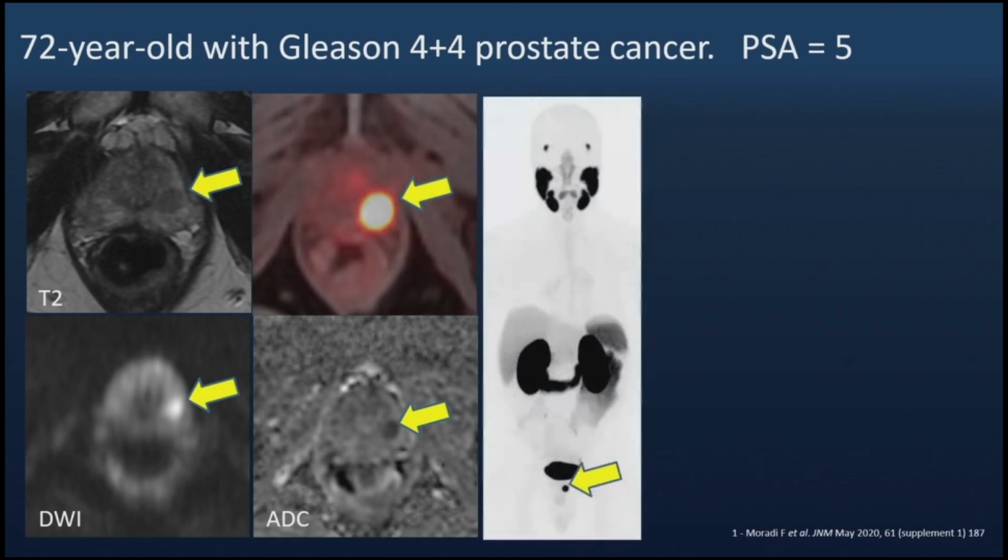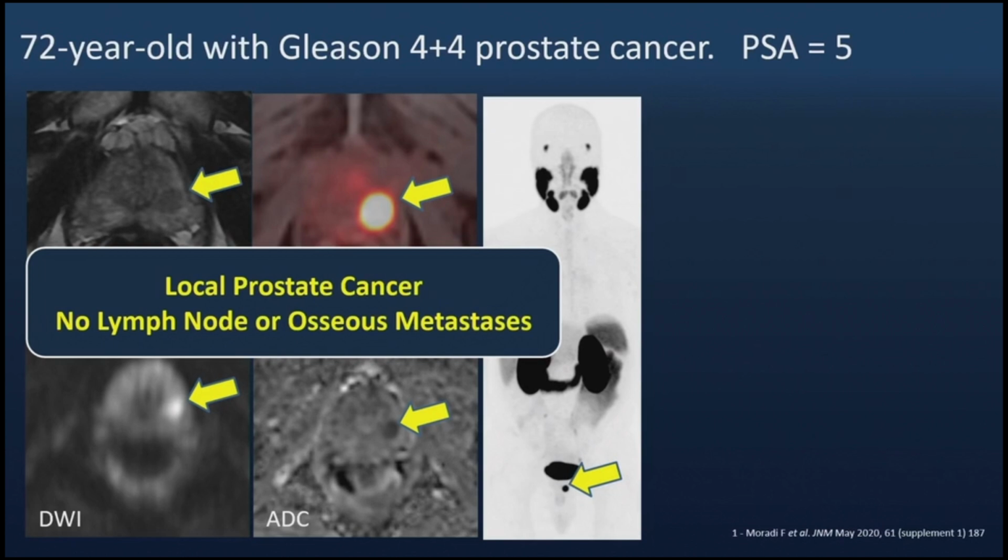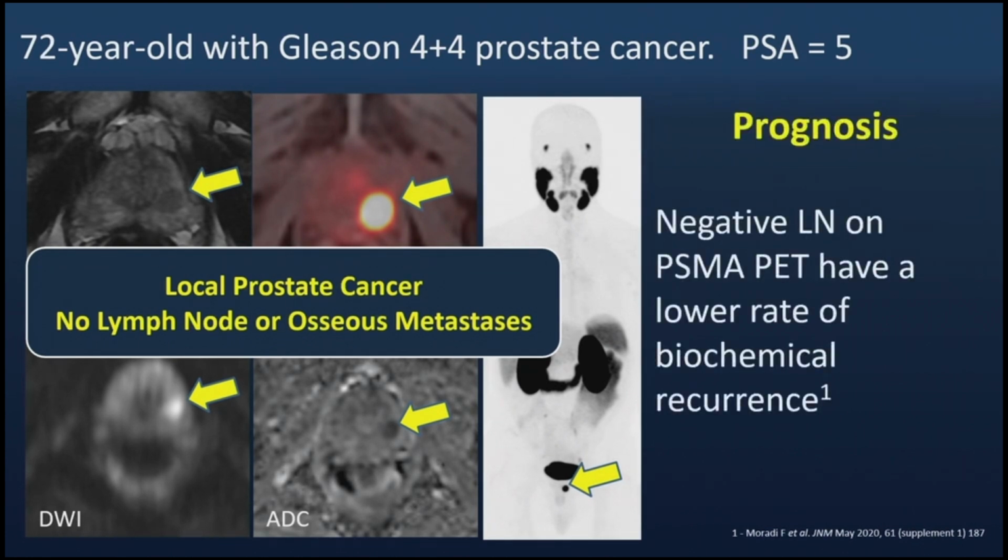Nice thing about the PSMA PET, it gives us great assessment of systemic disease. So with this one, we're highly confident this is a local prostate cancer and no PSMA-avid nodal or distant metastatic disease. So on top of being diagnostic, it's also prognostic. Why is that? Because negative lymph nodes, we see no lymph nodes on the PSMA PET, they have a higher likelihood of being disease-free, so having lower rate of biochemical recurrence.